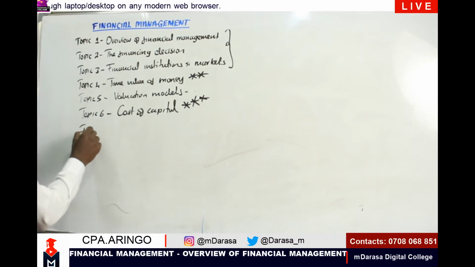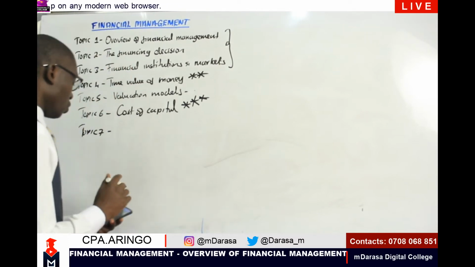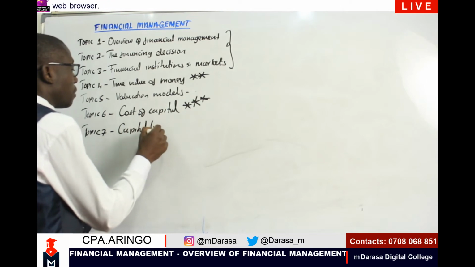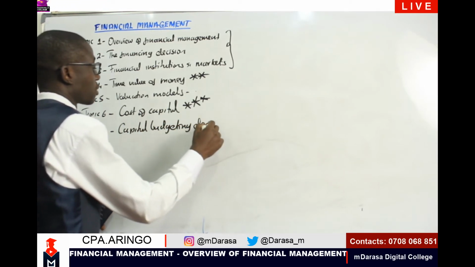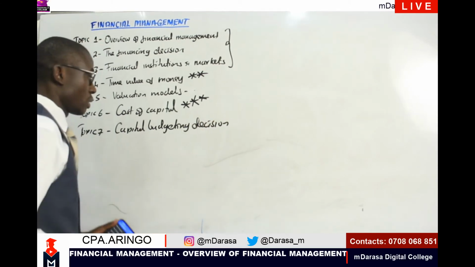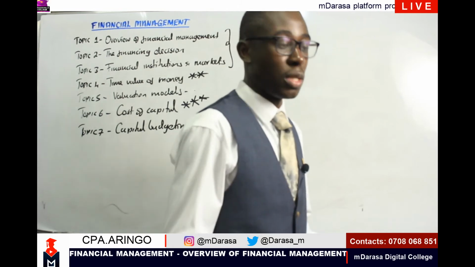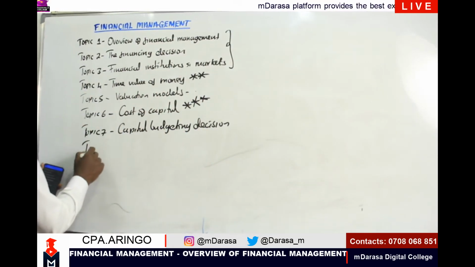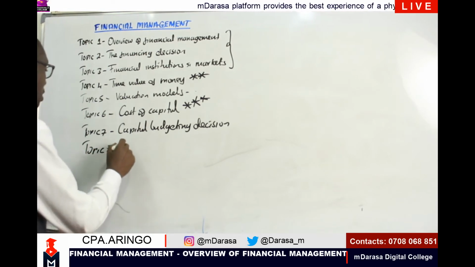Topic number 7, it will be upon us to understand the concept to do with capital budgeting decisions. A very important and key concept, which by the way will also assist us when it comes to the practical manner. Topic number 8, it will be very key for us to understand financial analysis and forecasting.